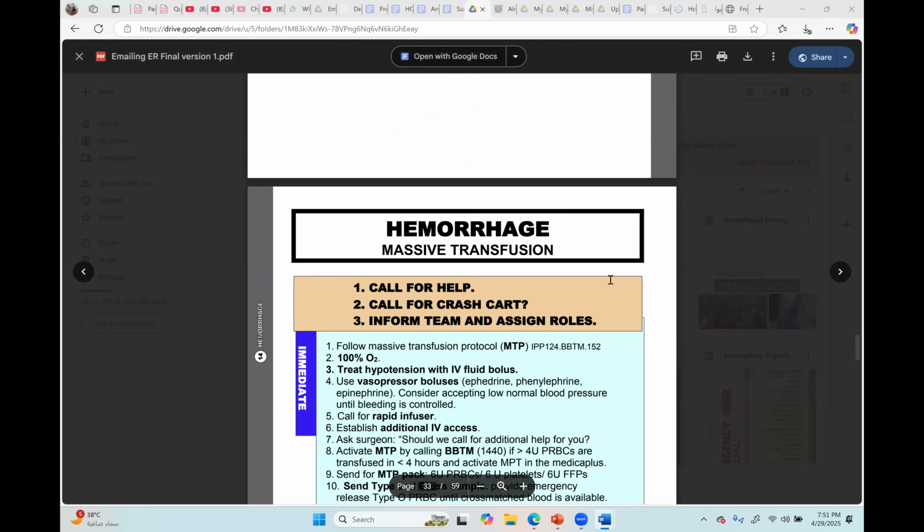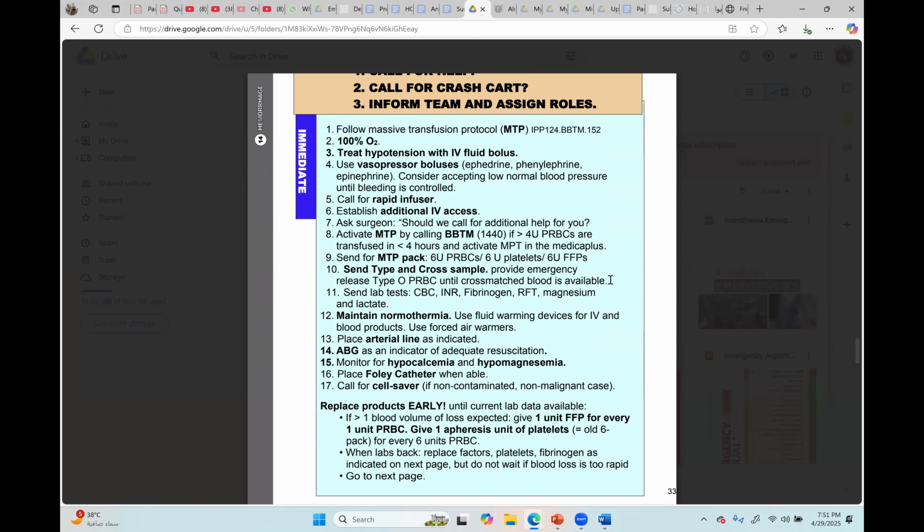Of course, if the blood pressure is going down, that was what I was telling you. There are specific numbers for MTP. If 4 units of PRBC are needed in less than 4 hours, activate MTP, and they will send 6 units PRBC, 6 units platelets, 6 units FFP. Later on, you have to look for DIC and all the complications, metabolic complications, hyperkalemia, hypothermia, of stored blood.